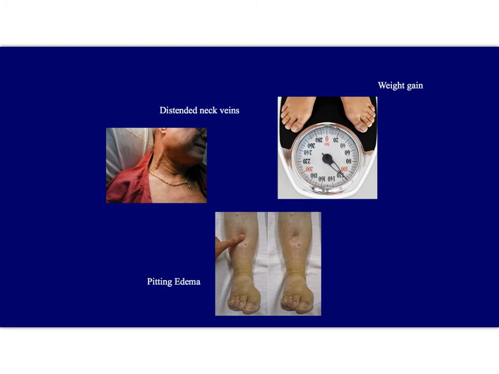So here are some pictures of what you'd expect for somebody. There's a picture of distended neck veins there, and you can see that person is sitting up in bed. You can see that really full jugular vein right there.